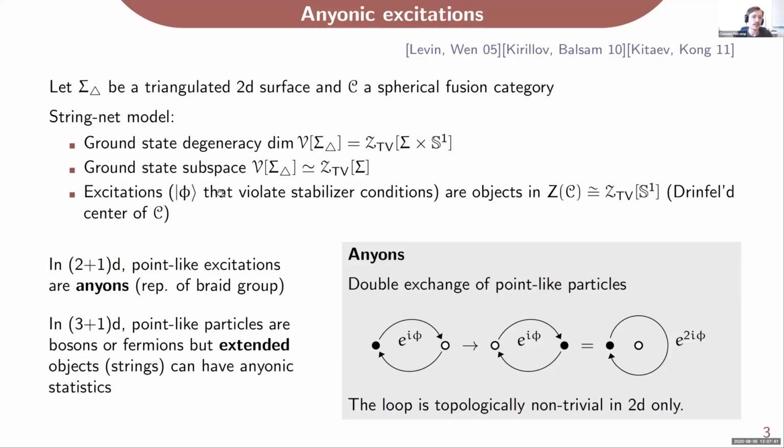And excitations, finally, which is really the feature I will be focusing on. Excitations are by definition microscopic states that violate some stabilizer conditions, so they don't fulfill all of them. These correspond to the objects in a rather famous category theoretical structure referred to as the Drinfeld center of the input category. This will not be crucial for my talk, so don't worry if you don't know these notions.